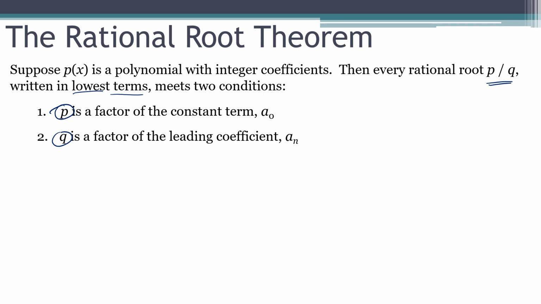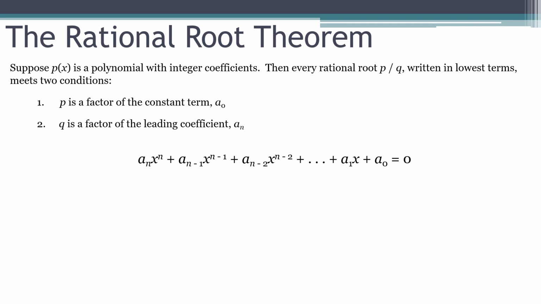So that's how we can prove this. First, I have here just our generic polynomial: a sub n x to the n plus a sub n minus 1 x to the n minus 1, and so on, all the way out to a sub 1 times x plus a sub 0. So remember now, we're assuming that p over q is a root of this thing. In other words, if I substitute p over q into here for x, then the whole thing has to simplify to 0. All right, so let's do that.